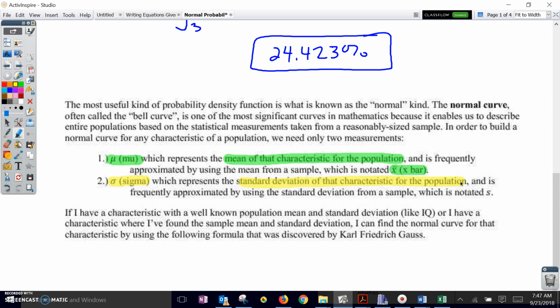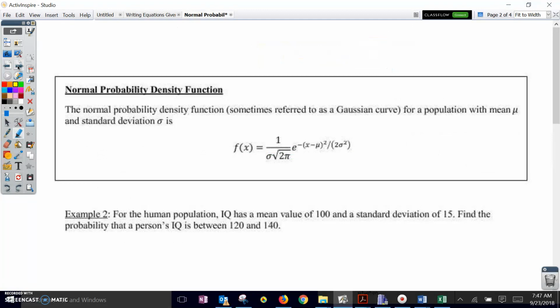So if I have a particular characteristic that I know is normal, we're going to find the probability of various outcomes by using the Gaussian formula, which we see at the top of the next page. The normal probability density function, often referred to as a Gaussian curve, for a population with mean of mu and standard deviation of sigma, is this function right here. And whenever we know that a population is normal, we can use it to calculate probabilities of various characteristics.